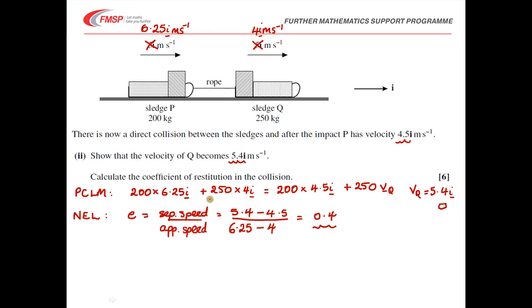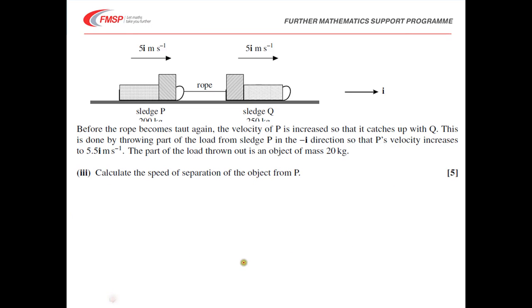Marks for this one, method mark for using conservation of linear momentum here, an F mark for doing this correctly, and an E mark for giving the required value of VQ. In the second part of the question here, a method mark for using Newton's experimental law, an answer mark for correct signs in this part of the calculation, and an A mark, answer mark for the 0.4 at the end there, correct answer only. Okay, moving on to the third part of the question.